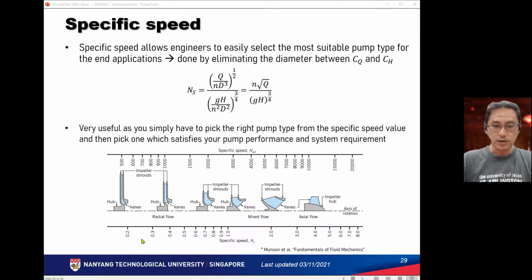For rather low values of specific speed, chances are you will need to use a radial flow type pump. For rather high specific speed, you will probably have to use an axial flow type pump. Somewhere in between, it is better to go for a mixed flow type pump, whereby the pump has characteristics that belong to radial flow types as well as axial flow types.